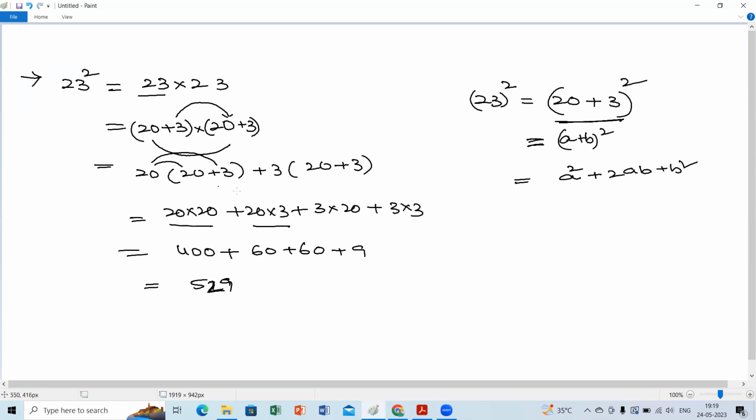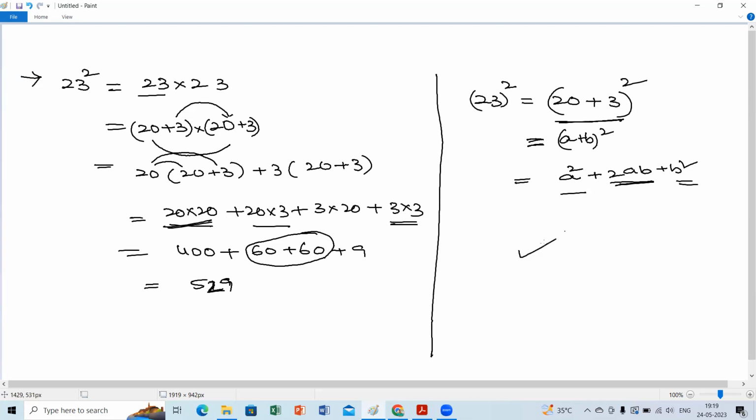See, children, here why we are getting 60 twice: this is the middle term, 2 times ab. 20 into 20 is nothing but the a square term, and 3 into 3 is the b square term. You can even use this identity to solve this part of the question.